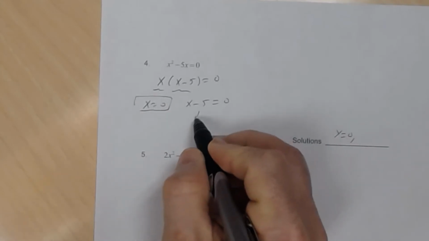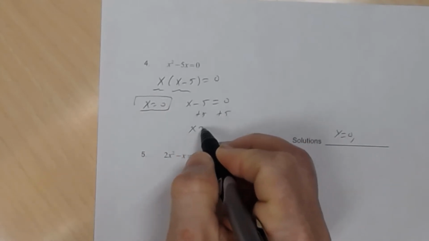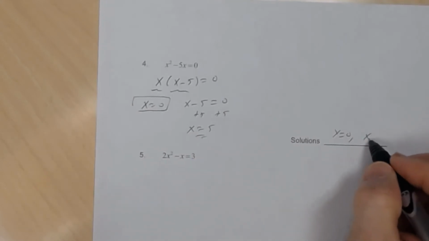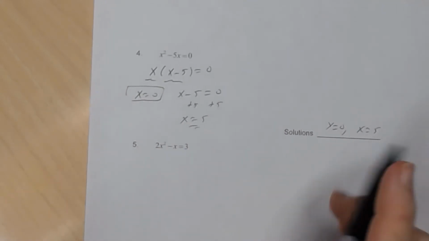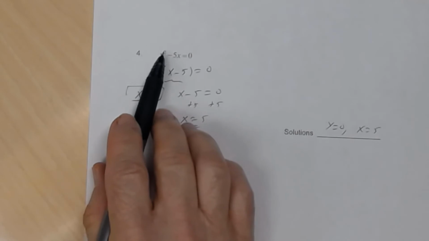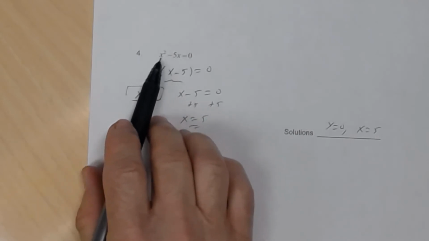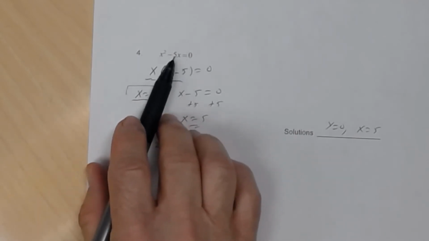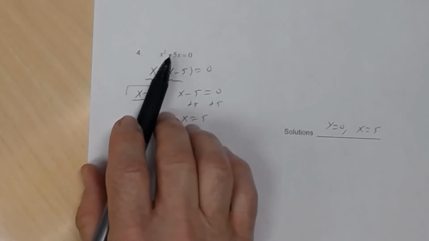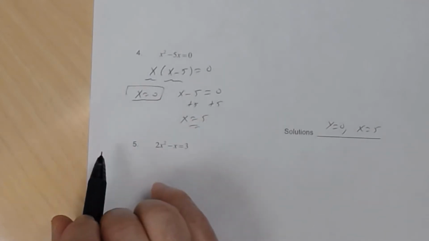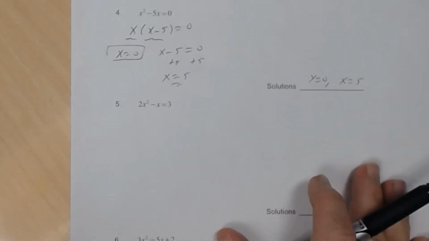The other one, to get x by itself, I'm going to add 5 to both sides, so there's my other solution. And again, you can check this. Let's check 5. What's 5 squared? You always go back to the original. What's 5 squared? 25. What's 5 times 5? 25. What's 25 minus 25? 0. All right, so that's how you can check.